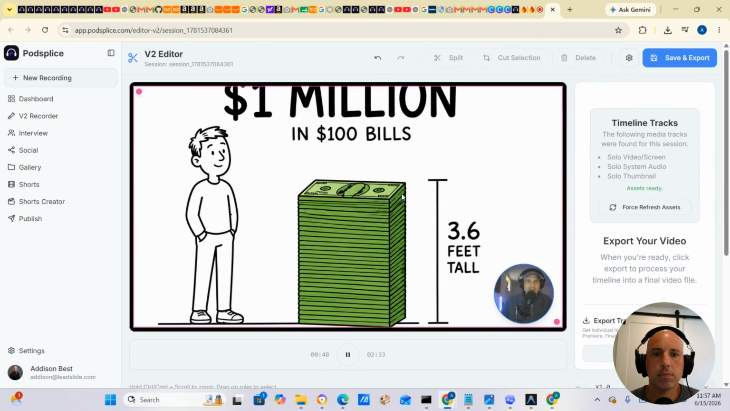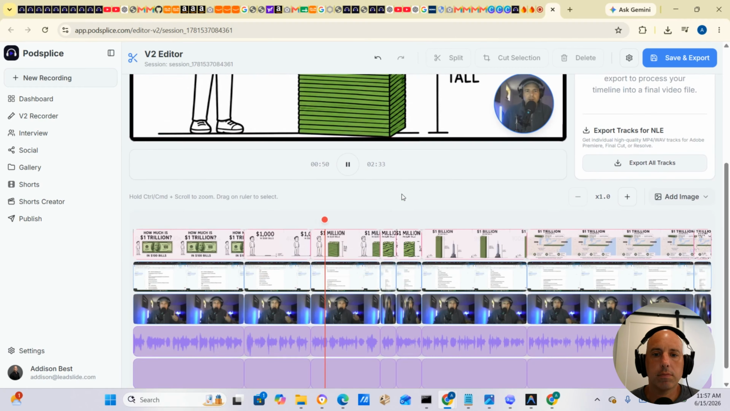This is $1 million as a stack of $100 bills. This sounds like a lot of money to most people, but in $100 bills, the stack is only about 3.6 feet tall, which is just over a meter. It's roughly waist high on an average person. It's not even up to shoulder height of an average person.